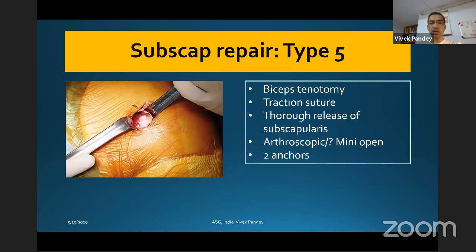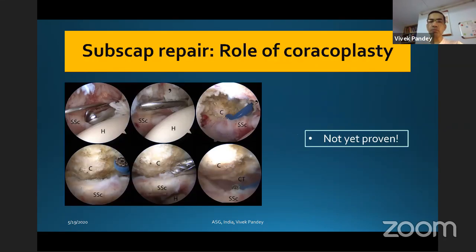In type 5 or type 4, sometimes after you do the biceps tenotomy, apply the traction suture and do a thorough release. If the retraction is so bad, sometimes you might have to do a mini open. If you feel this is irreparable, in those cases maybe you require the pec major transfer.